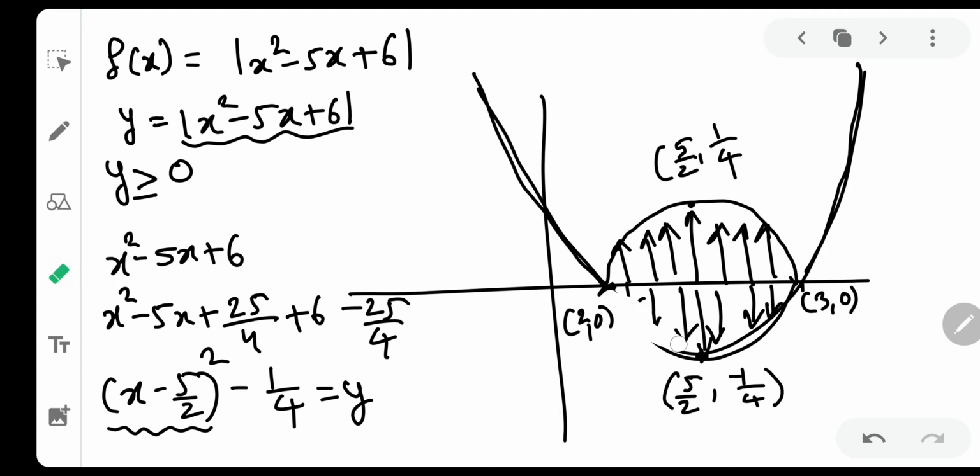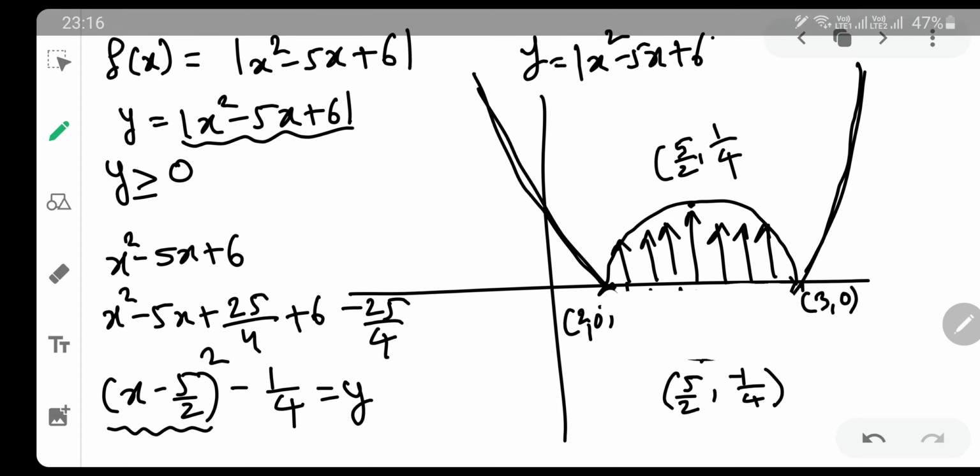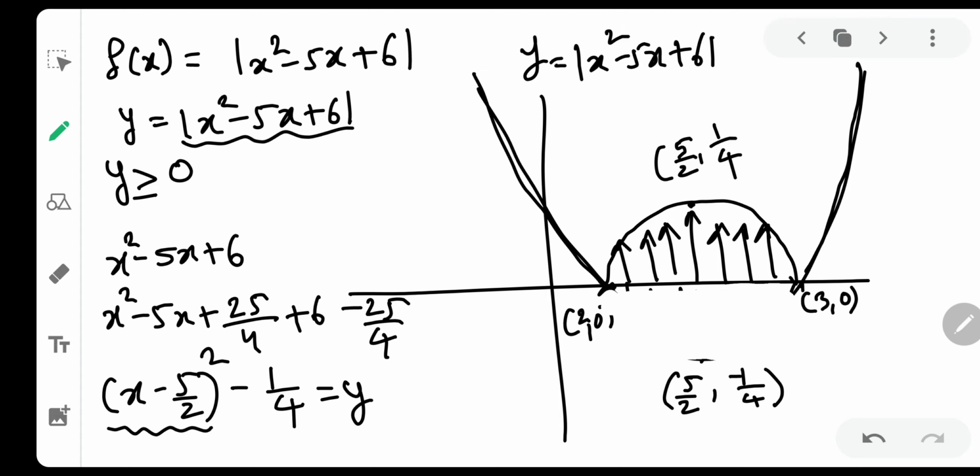So this particular part will be rubbed, and this is your new graph, and this is the graph of y is equal to mod of x square minus 5x plus 6. Isn't that interesting? Okay, so let us draw one more graph so as to make you comfortable with it.